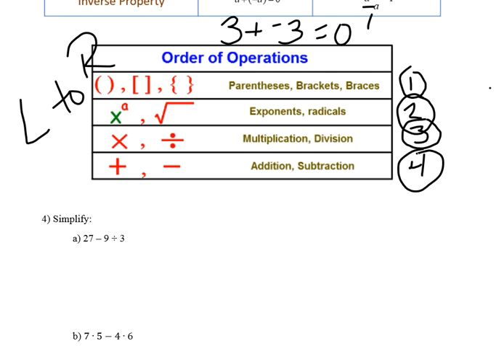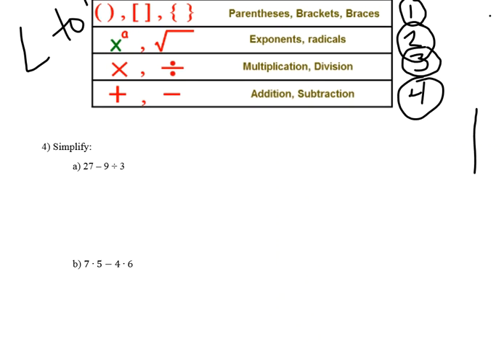So let's look at number 4. The first term that we see is 27 minus 9 divided by 3. Now remember, we have to do parentheses, brackets, and braces first, but we don't have any, so we move to number 2. Now it's exponents and radicals. Again, we don't have any, so we go to the next one. Multiplication and division. We do have a division, so we're going to start with that.